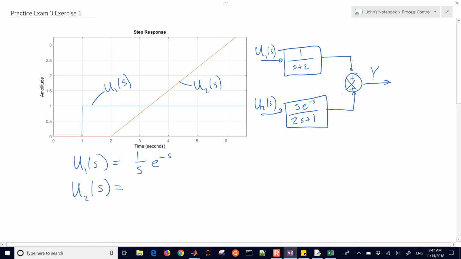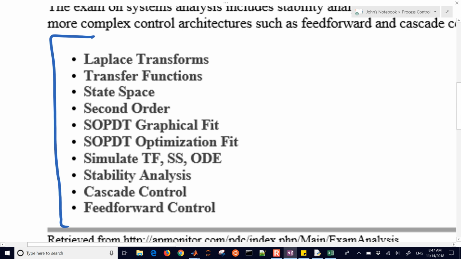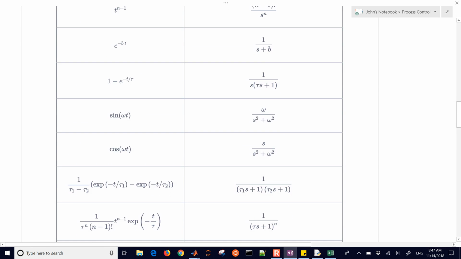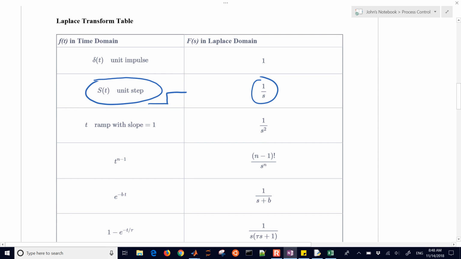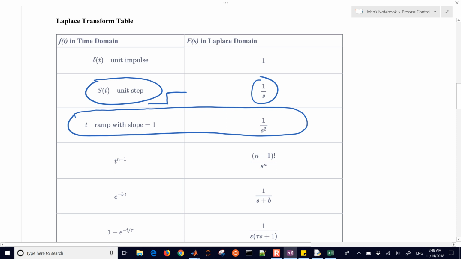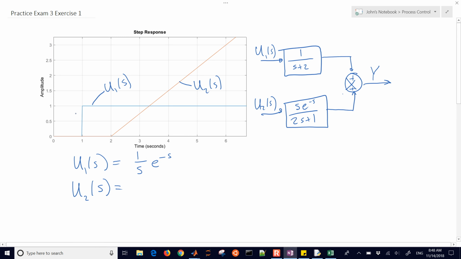let's go back to our Laplace table. Here it is, and we're just going to come up here to the ramp with a slope of 1. If it's a slope of a, then it'd be a over s squared. So let's come back down here. That's just going to be 1 over s squared e to the minus 2s. So it's going to start just a little bit later. Okay, so there are expressions for u1 and u2.